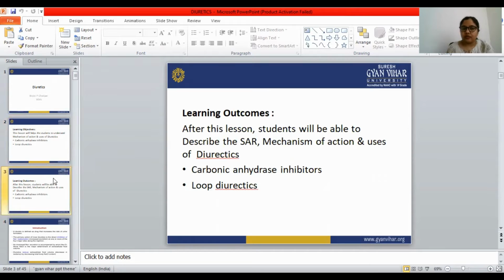Learning outcomes. After this lesson, students will be able to describe the SAR, mechanism of action, and uses of diuretic drugs such as the carbonic anhydrase inhibitors and the loop diuretics.